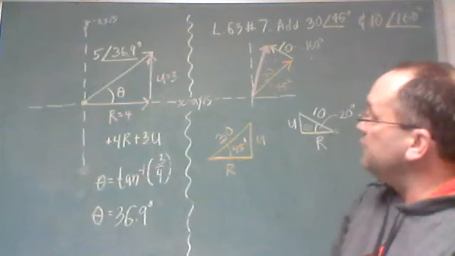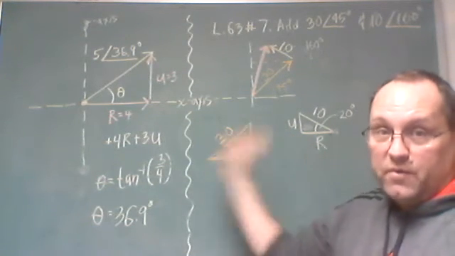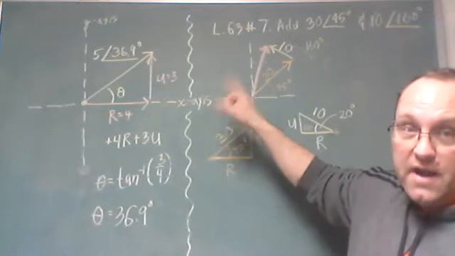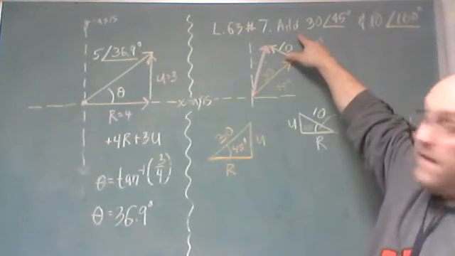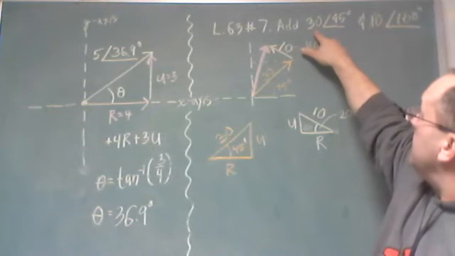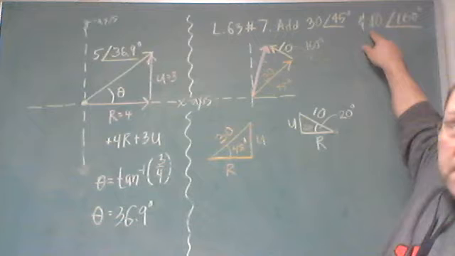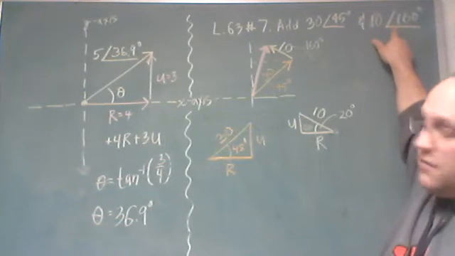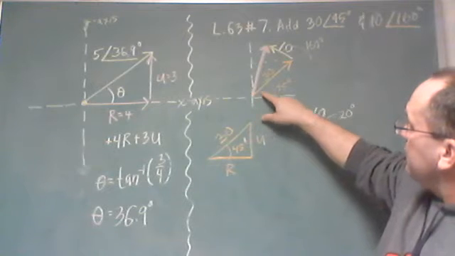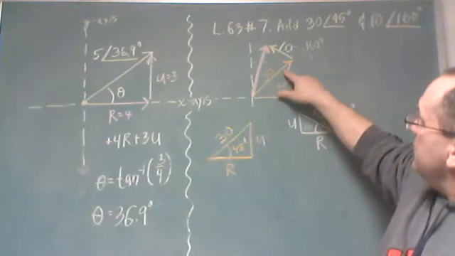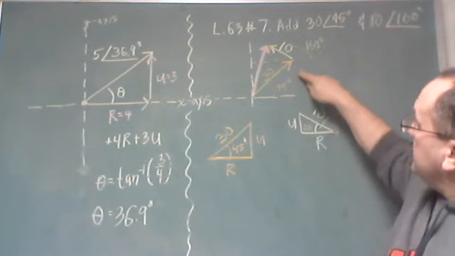Now, in the case of two vectors that aren't perfectly left and right, up and down, problem 7 says to add a vector of 30 units at an angle of 45 degrees to a vector of 10 units at 160 degrees. And here I have those drawn, okay? Our first vector in orange, 30 units at an angle of 45 degrees from the x-axis.